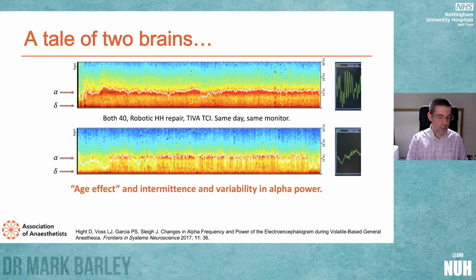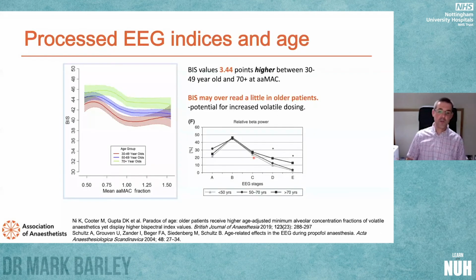So these age-related changes can cause a bit of confusion to our monitors, because most, in fact, all but one, only the Narcotrend has an algorithm that takes into account the way the brain changes with age. This is a lovely study from Kreuer, 550 patients from 18 to 90 odd, put into different age bands, and then effectively clamped at an age-adjusted MAC fraction.